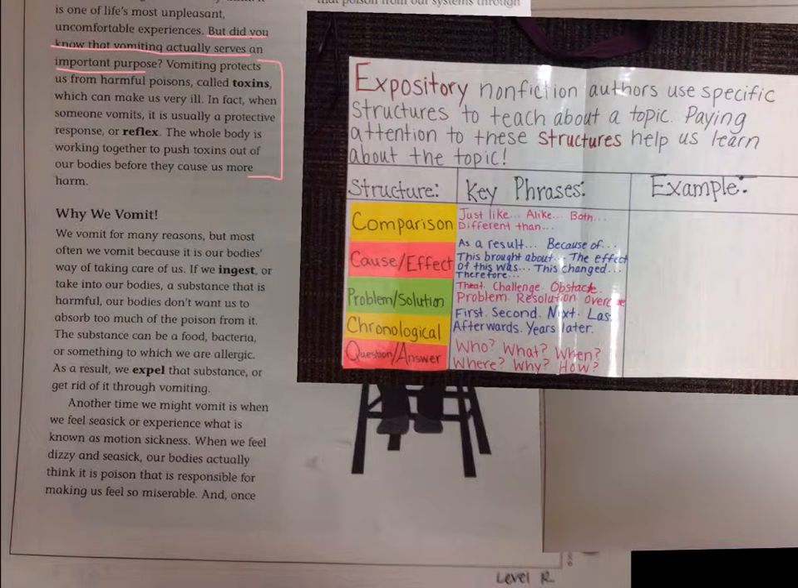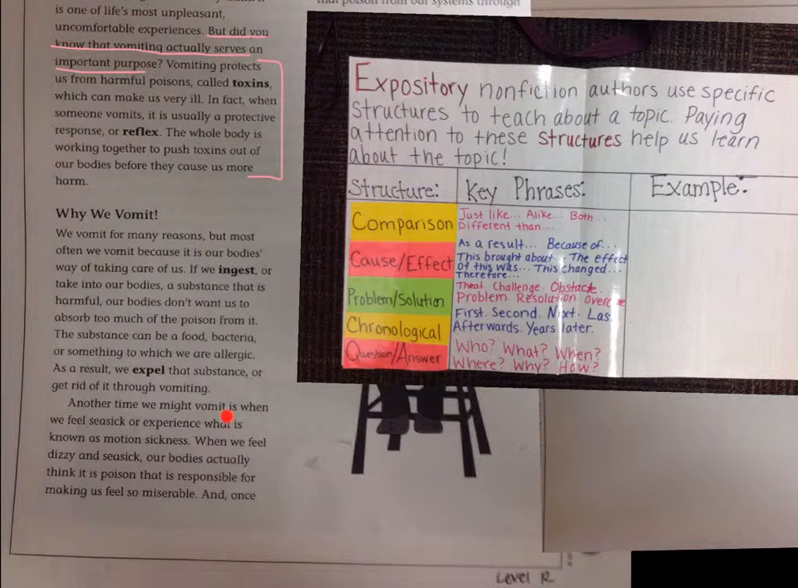The next section is why we vomit. We vomit for many reasons, but most often we vomit because it's our body's way of taking care of us. If we ingest or take into our bodies a substance that is harmful, our bodies don't want us to absorb too much of the poison from it. The substance can be a food, bacteria, or something to which we are allergic. As a result, we expel that substance or get rid of it through vomiting.